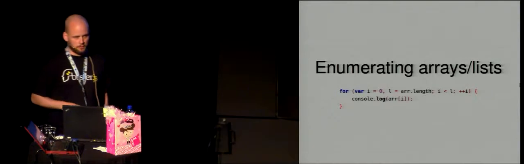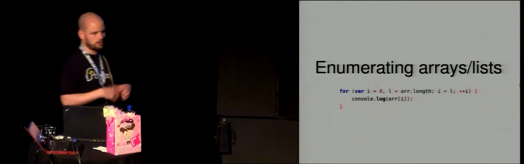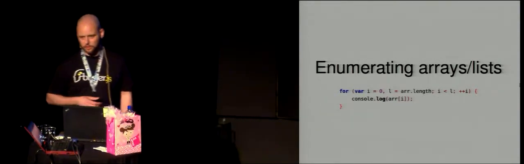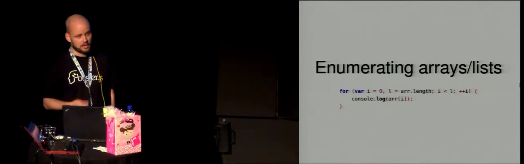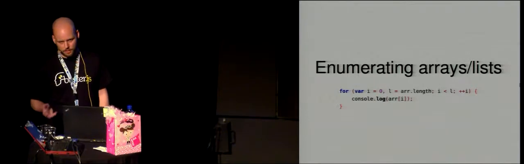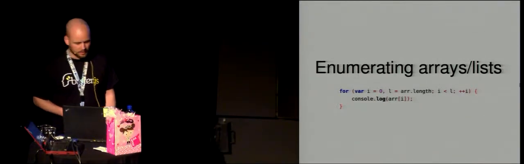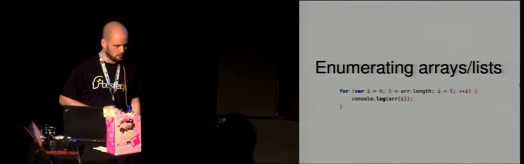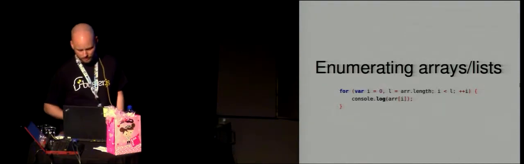The most frequent use case for a loop is when you want to just enumerate all the items in a list and you want to cause side effects with each item, right? In this case, the side effect is printing to the log of the browser or the console or whatever. Typically, your side effects are more interesting than that, but you get the point.